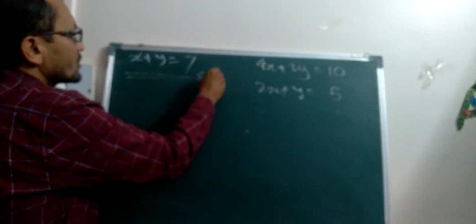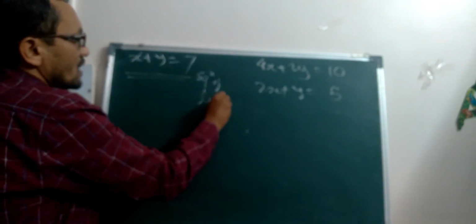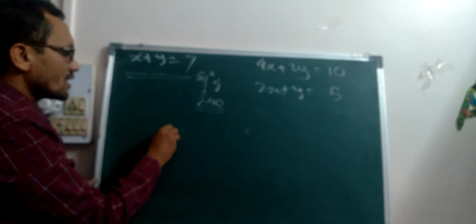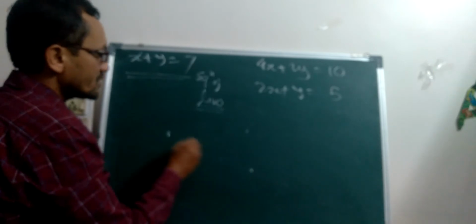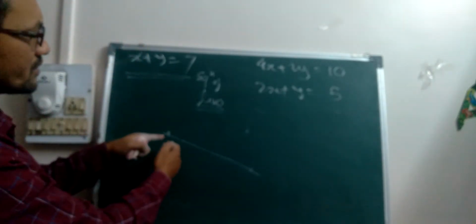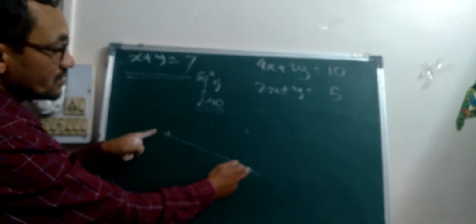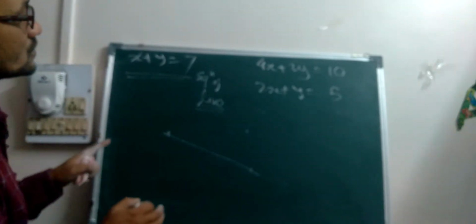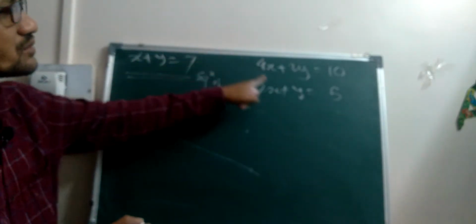Okay, this is the equation of a line, and what is a line geometrically? A line is nothing but the connection of two points, a minimum of two points. There are infinitely many points on a line, but we need only two points to draw it. So this is the equation of a line, and this is also the equation of a line.